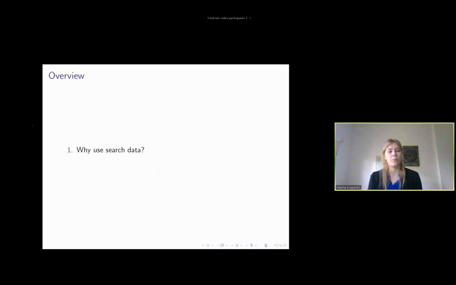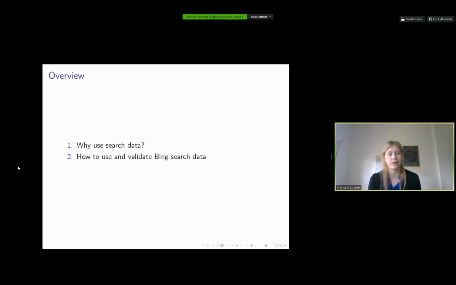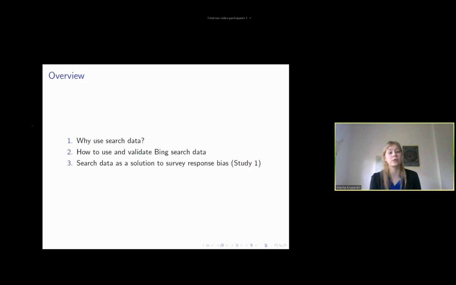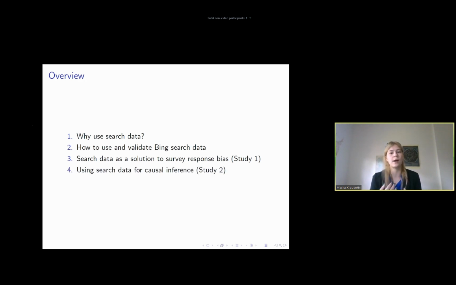So my talk is going to be in 4 portions. So first, I'll talk about why search data is such a great data source and talk about some of the advantages, some of the limitations. Then I'm going to talk about how I use and validate Bing search data in my work. So I do want to be upfront about this. This is not publicly available data, but collaborations and whatnot are available, and that's how political scientists gain access to this data. And then I'm going to present summaries of 2 papers that I've done that really touch on why search data is such a powerful methodological tool. So the first will look at search data as a solution to survey response bias, and the second will demonstrate how we can use search data to solve a tricky causal inference problem.